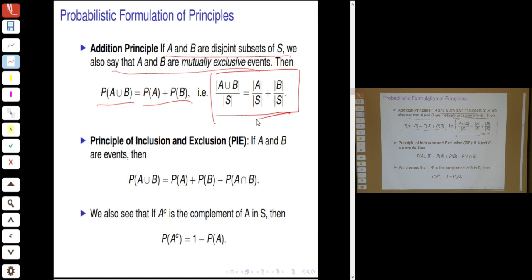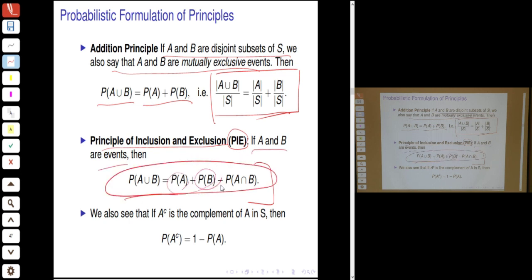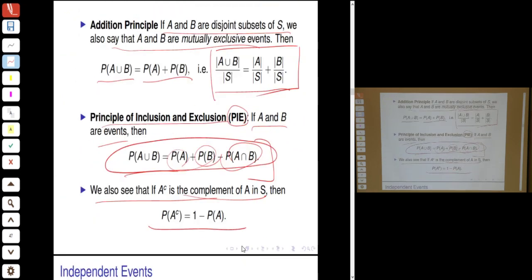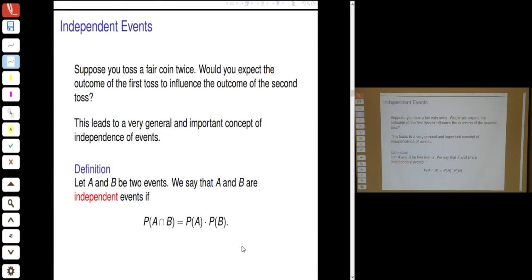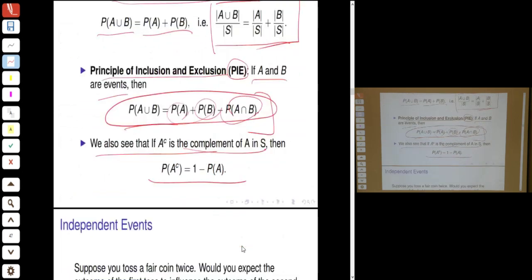Another principle is the principle of inclusion and exclusion, or PIE. If A and B are events, then the probability of A union B is the probability of A plus the probability of B minus the probability of A intersection B. We also see that A complement is the complement of A in S. If A is the event, then A complement is the event A not occurring, or the non-occurrence of the event A. The probability of A complement is just 1 minus the probability of A. Any questions?